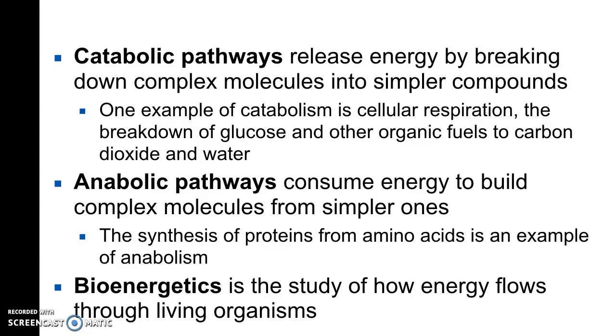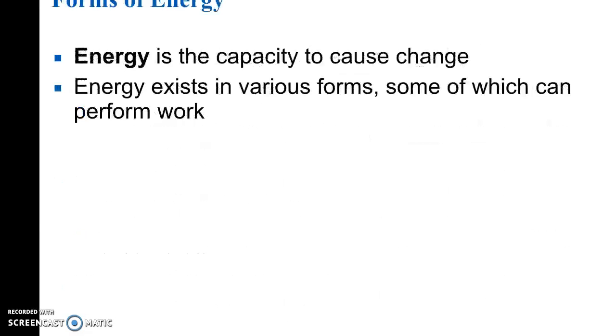There are a couple examples. Catabolic is like cellular respiration. Anabolic is the synthesis of proteins from amino acids. You should know about that. Cellular respiration, I think, is what we're going to go into a lot in this chapter. If you've taken any other higher science level class, like anatomy is the only one I can reference because it's the one I've taken, but we learned about cellular respiration a lot. And bioenergetics is the study of how energy flows through living organisms. That's another point of what we're focusing on in this lecture.